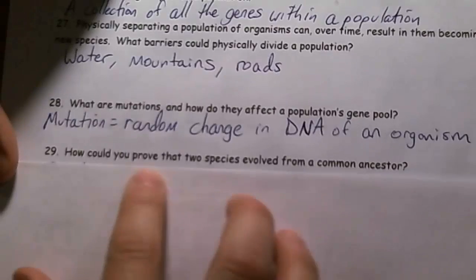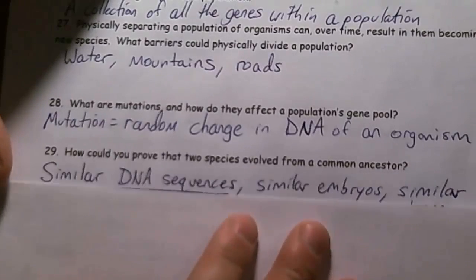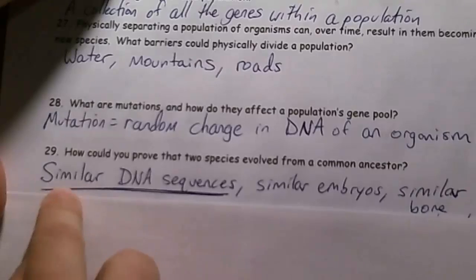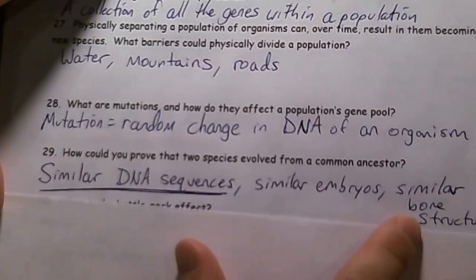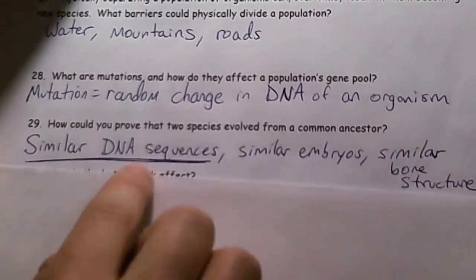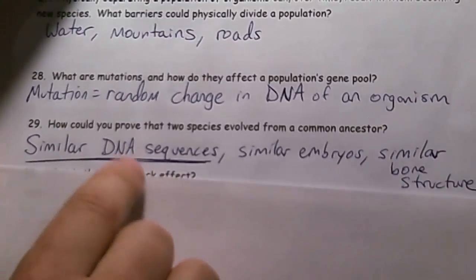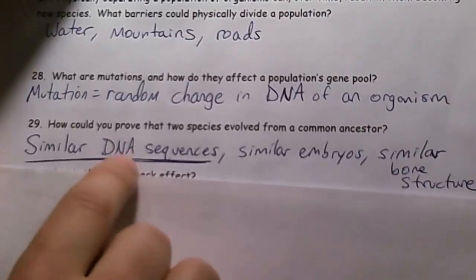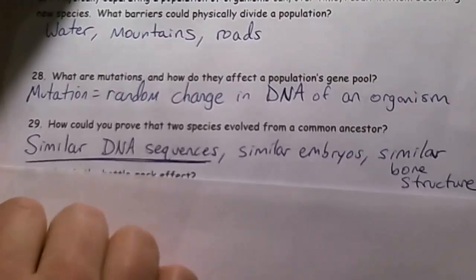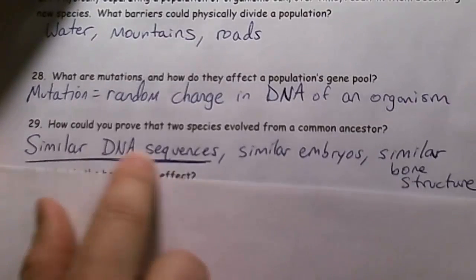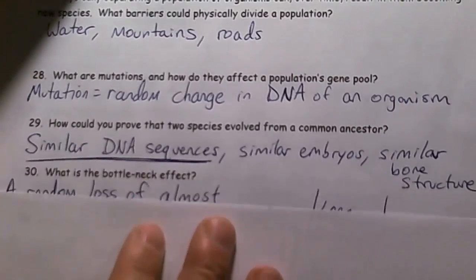How can you prove that two species evolved from a common ancestor? Well, you can look at similar DNA sequences, you can look at similar embryos, you can look at similar bone structures, but the big one there is similar DNA sequences. That is near scientific proof that organisms are more closely related to others, just based on their DNA sequences.